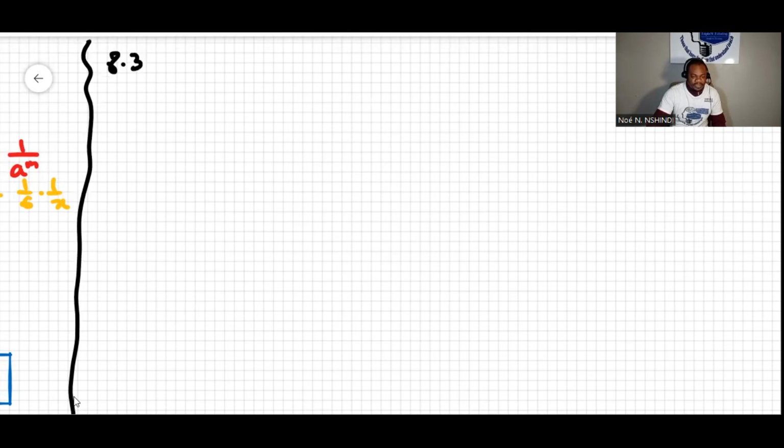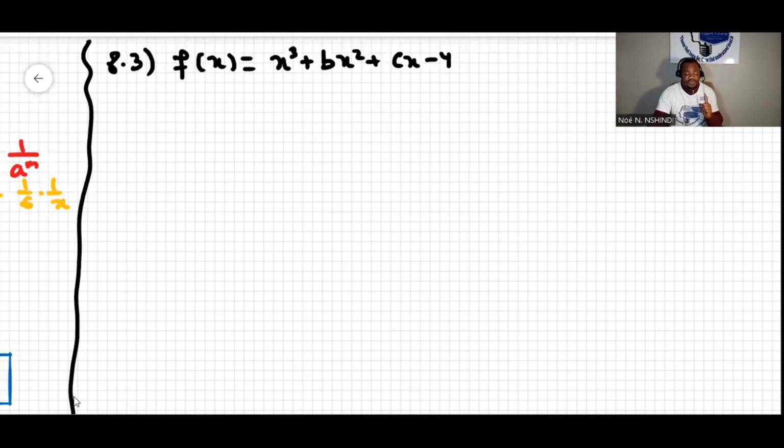Okay, 8.3. So we have the function. The given function is f of x equal to x cubed plus bx squared plus cx minus 4. Okay, and then they said it has a point of inflection. You need to know that point of inflection means the second derivative. So the second derivative at 2, 4, yes.